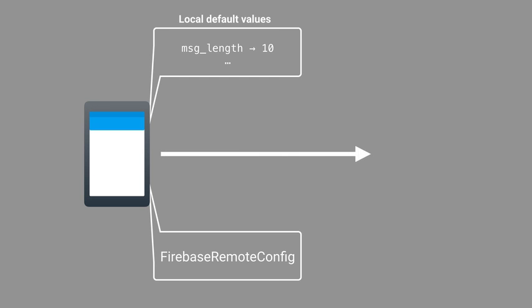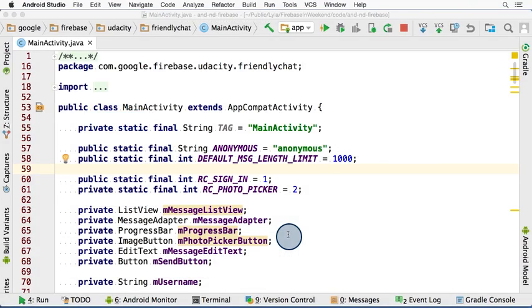Then, you'll fetch the values from the Firebase console for any remote config values that have changed. After that fetch, your object will be updated with the latest remote config values. Simple enough? Let's go to the code.